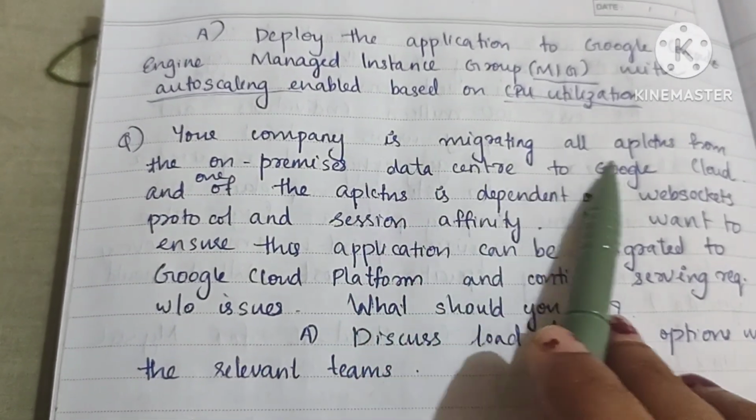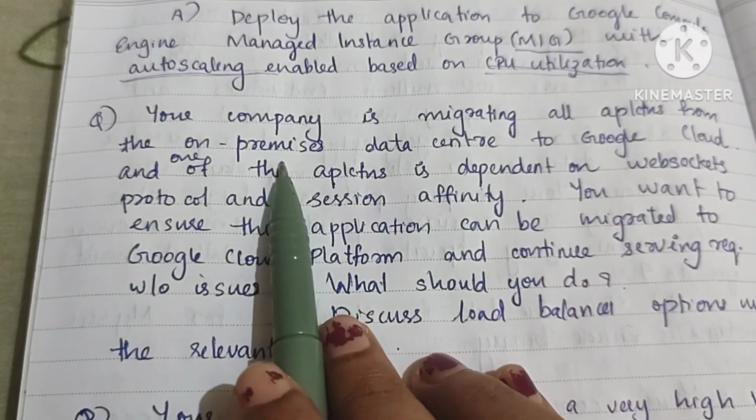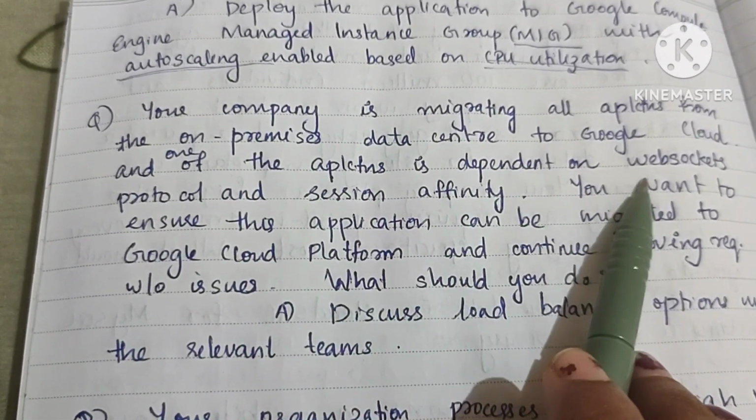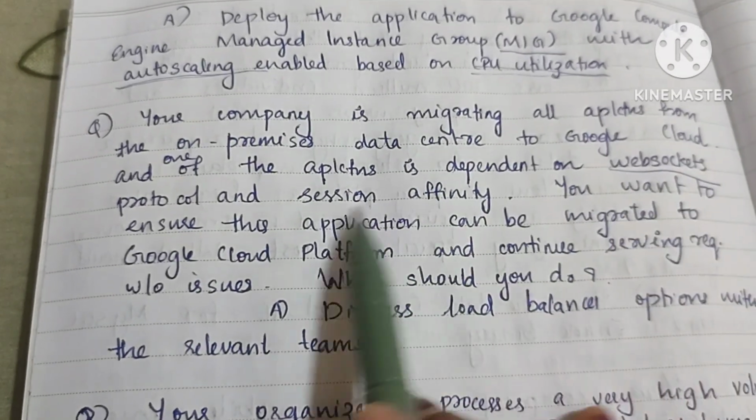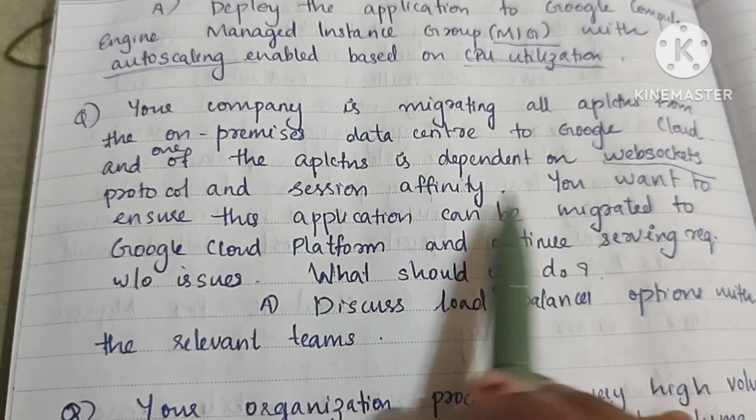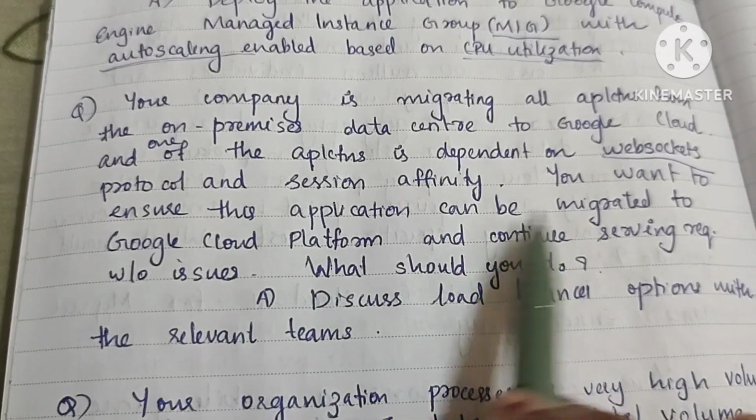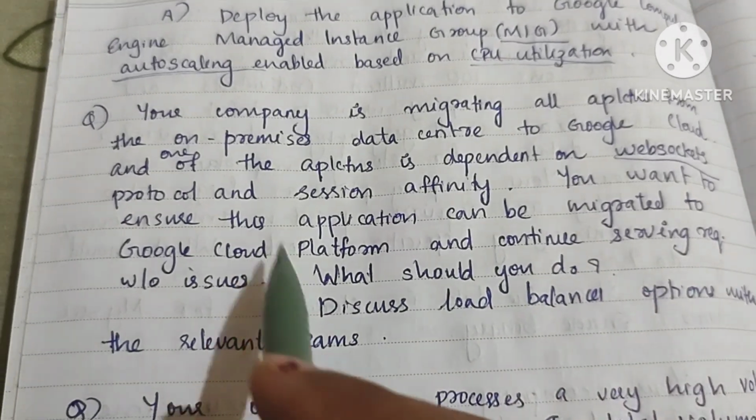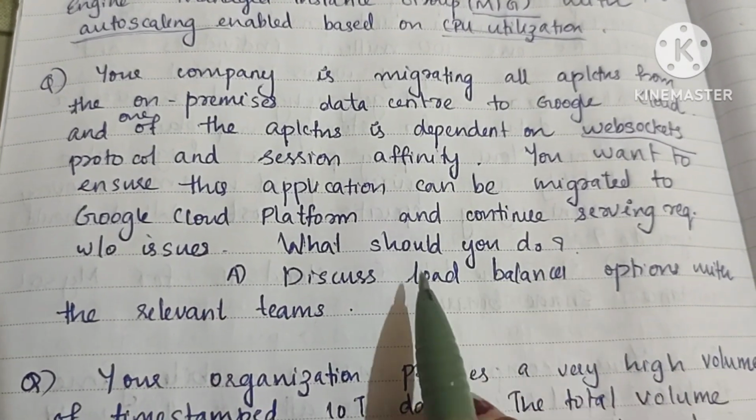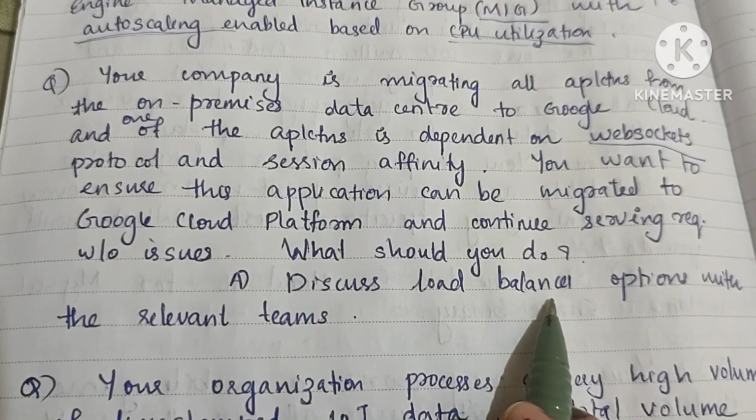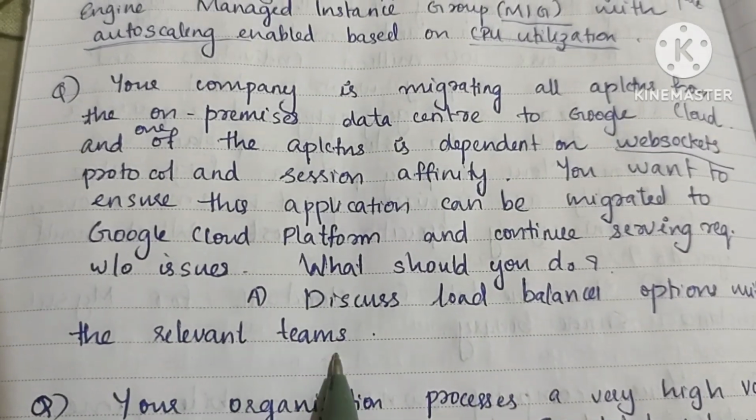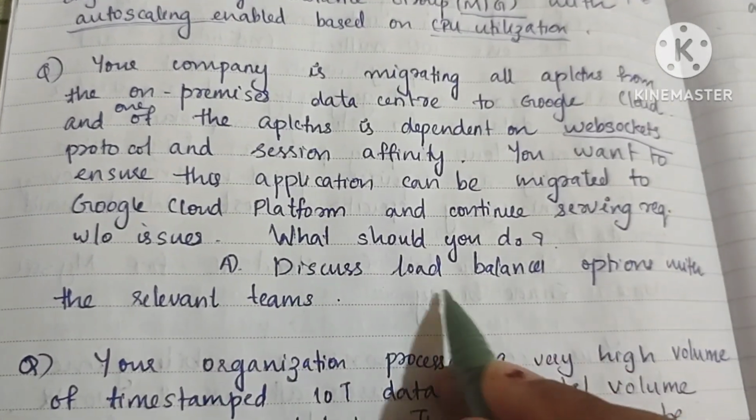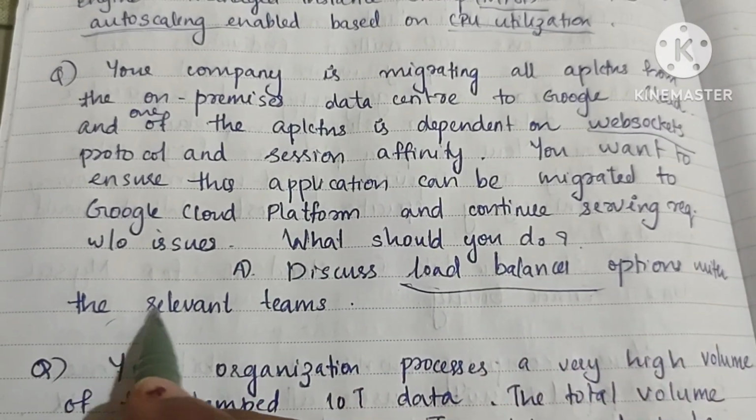Your company is migrating all applications from on-premises data center to Google Cloud, and one of the applications depends on WebSockets protocol and session affinity. You want to ensure this application can be migrated to Google Cloud platform and continue serving requests without issues. What should you do? This is the answer. We need to discuss load balancer options with the relevant teams.